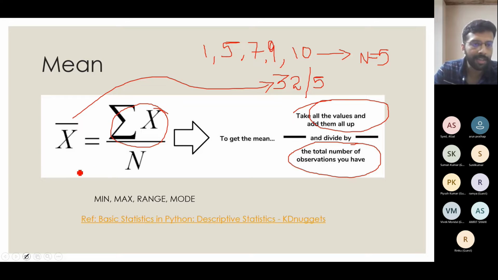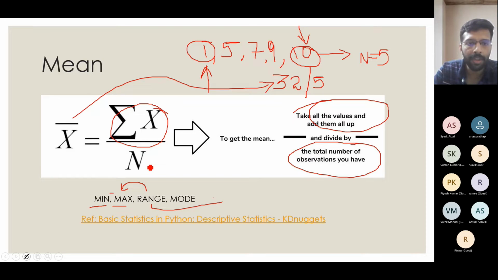Now there are other things like min, max, etc., that you can directly infer from this data. From the data, you can directly see that the minimum value present is 1. So that is the minimum in this data set. The maximum value present in the data set is 10. And range, for a particular data set, is defined as max minus min. In this case, max is 10, min is 1, so my range will be 10 minus 1, that is 9.